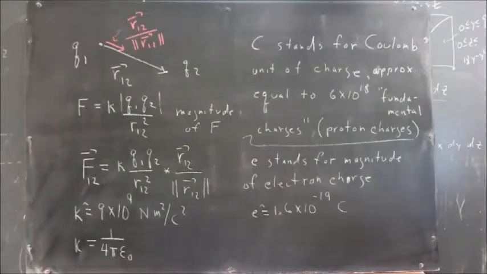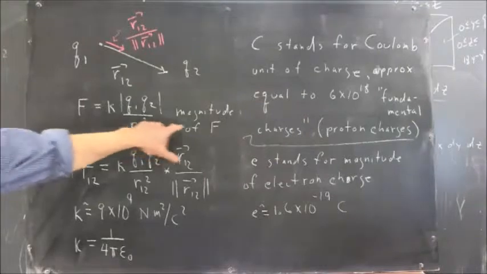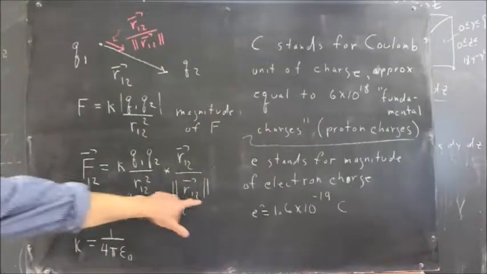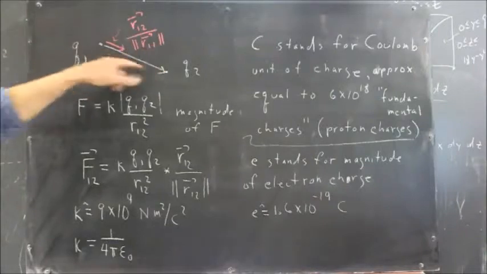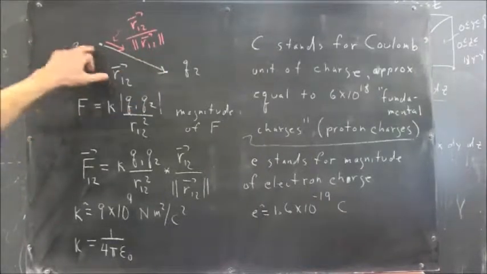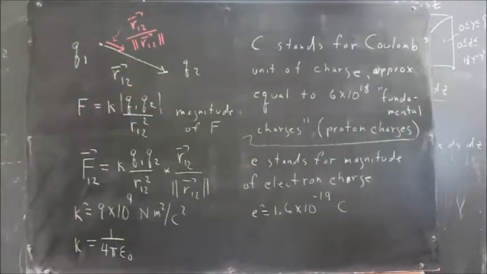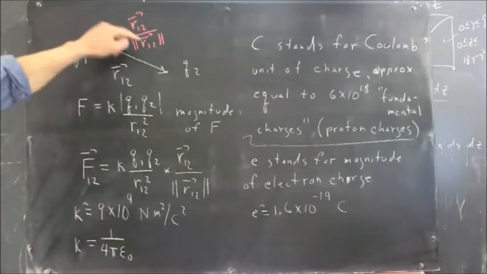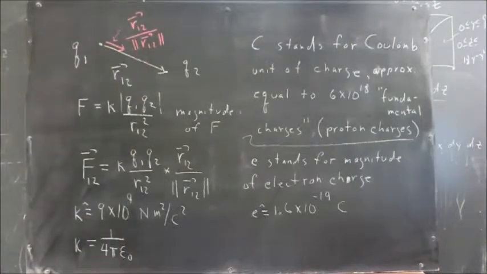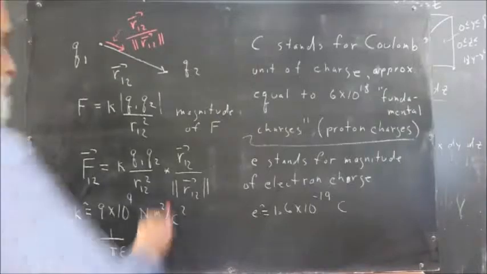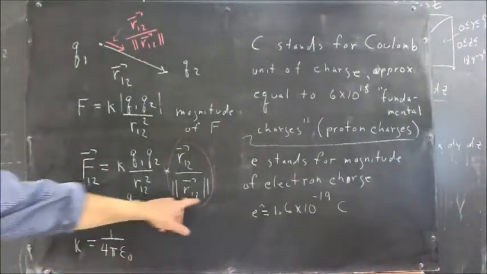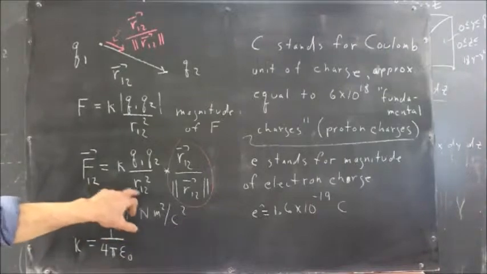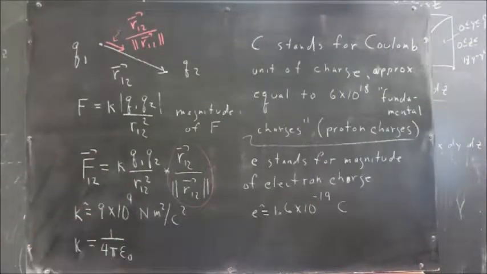But what we've done here is we've defined Coulomb's law, the magnitude of the force, and the vector force in terms of the vector joining the two points, the locations of the two charges, the R12 over magnitude of R12 being a unit vector, and the magnitude of R12 is the same as just plain old R12 without a vector sign over it.